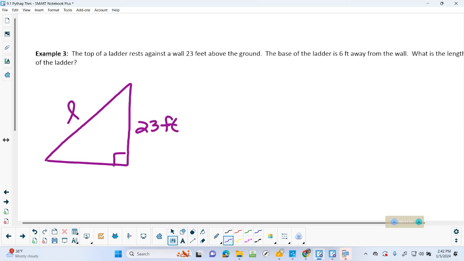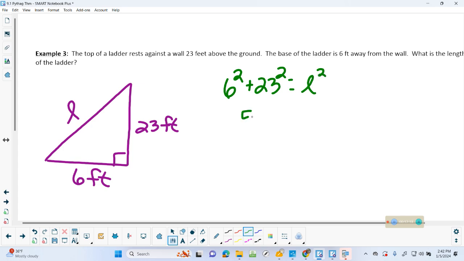Okay, the base of the ladder is 6 feet from the wall. So clearly our bottom is 6 feet. Find the length of the ladder. So of course, this is now just your standard Pythagorean theorem. Our hypotenuse, of course, is L. I'm going to start with 6. Clearly, you're going to need a calculator to add up 6 squared and 23 squared. I punched that in earlier. It's 565.